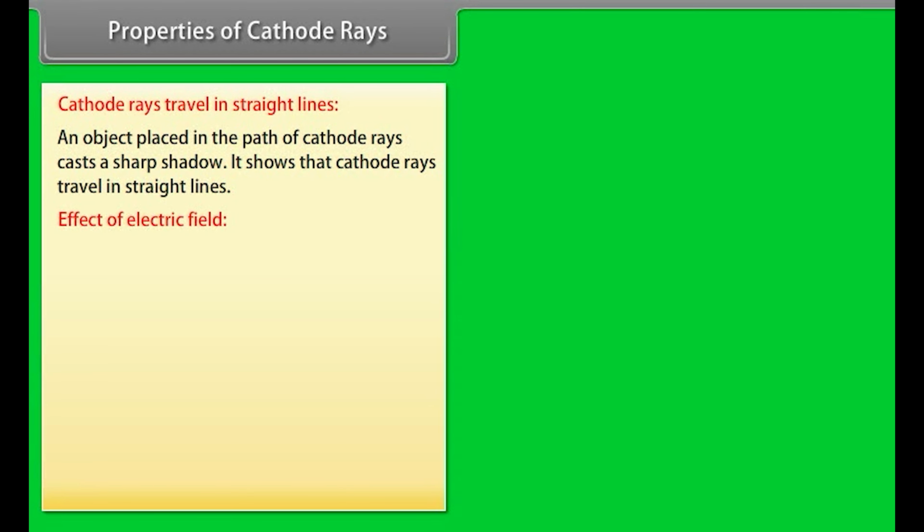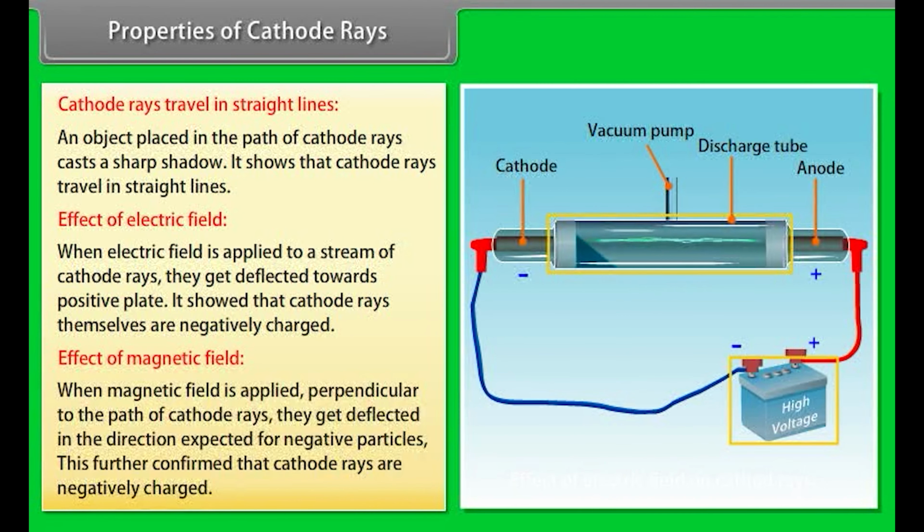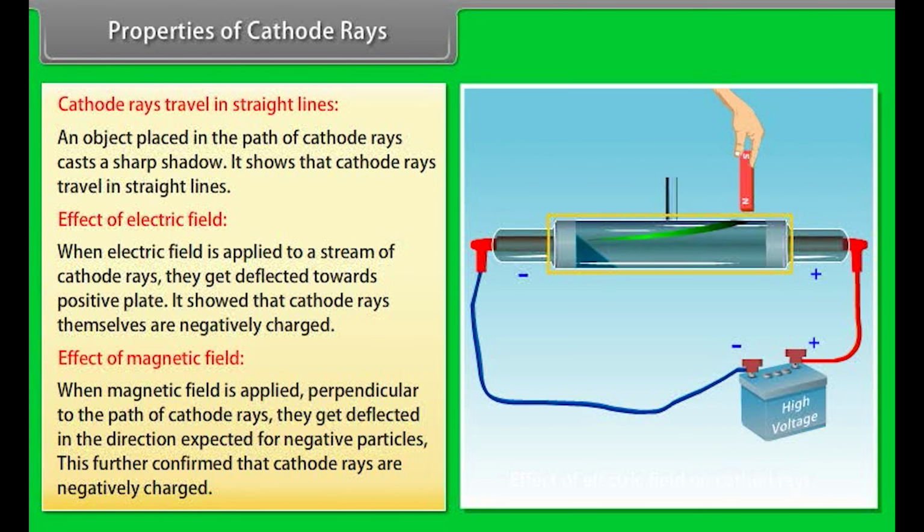It shows that cathode rays travel in straight line. Effect of electric field. When electric field is applied to a stream of cathode rays, they are deflected towards the positive plate. It showed that cathode rays themselves are negatively charged. Effect of magnetic field. When magnetic field is applied perpendicular to the path of the cathode rays, they get deflected in the direction expected for negative particles. This further confirmed that cathode rays are negatively charged.